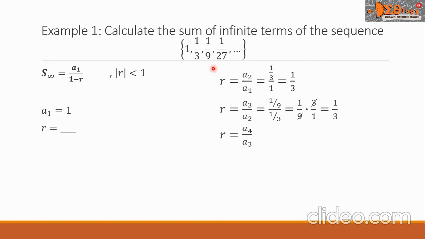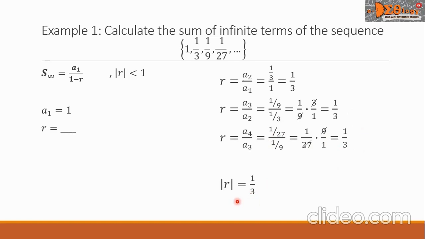The last pair of consecutive terms is a sub 4 over a sub 3, and this is equal to 1 over 27 all over 1 over 9. So let us multiply this 1 over 27 by the inverted fraction 9 over 1. We can cancel this 9 and the 27, and the simplified form is also 1 over 3. We can see here that the ratios are common, and that is equal to 1 over 3.